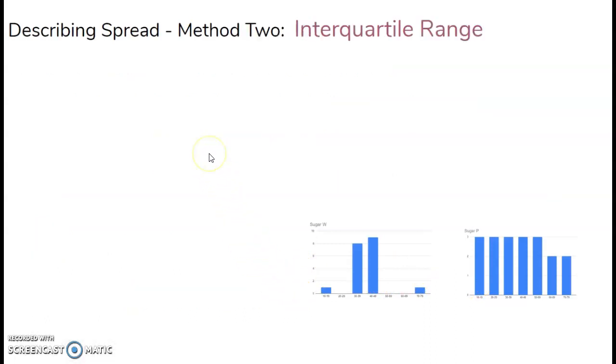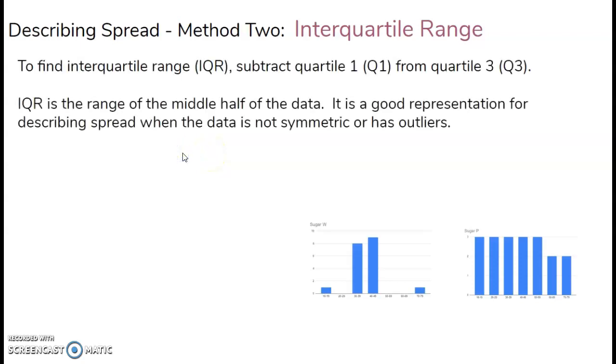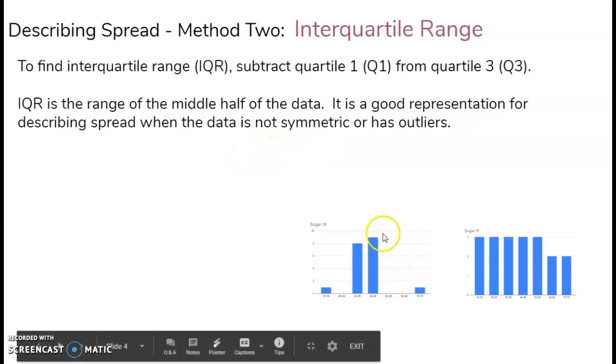So another method we could use is the interquartile range. The interquartile range is found by subtracting Q1 from Q3. IQR, or interquartile range, is the range of the middle half of the data. So it's a good representation for describing spread when the data is not symmetric or has outliers. So this one has outliers. I considered this one symmetric, so they would say that interquartile range is probably not a good fit for this one here. But we're going to go ahead and find it on this one anyways.